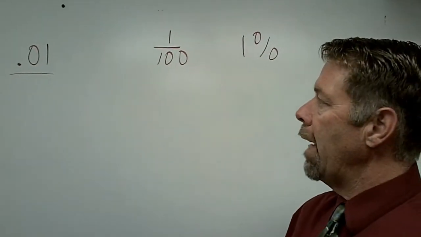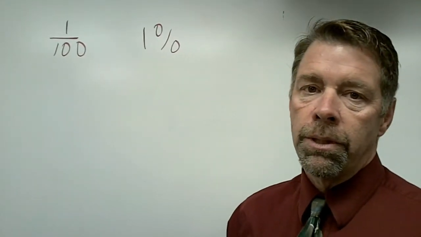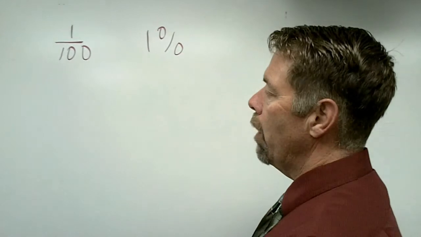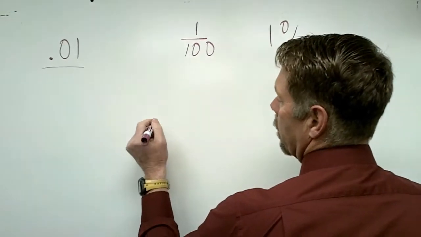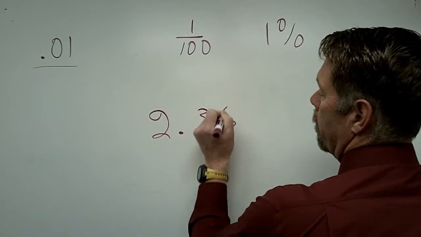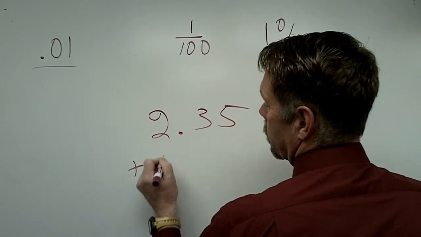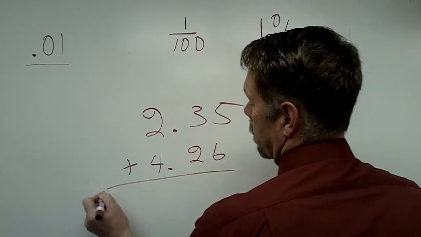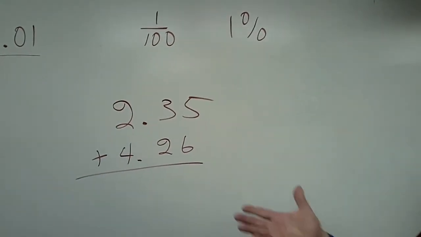We're going to show you how to add and subtract decimals. It's pretty simple adding and subtracting decimals. All you have to do is keep the decimal lined up. So let's say we had 2.35 plus 4.26.